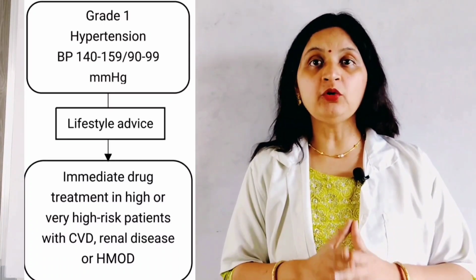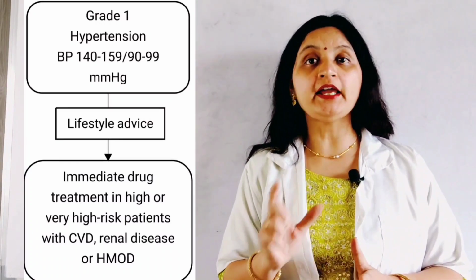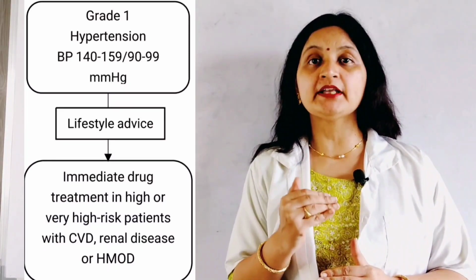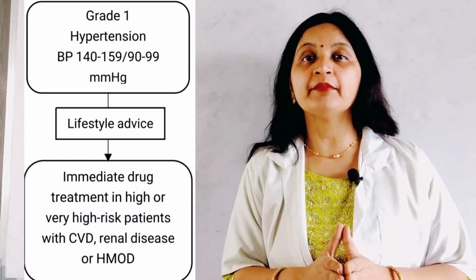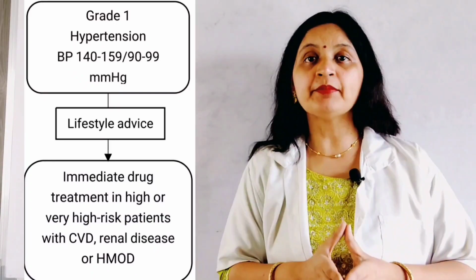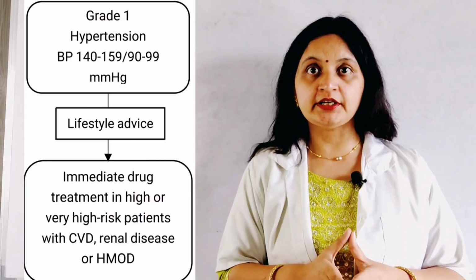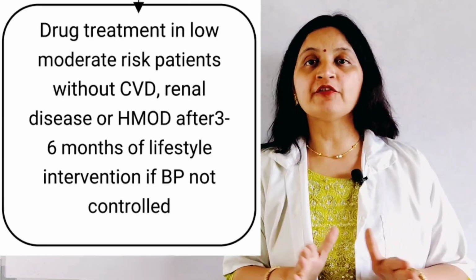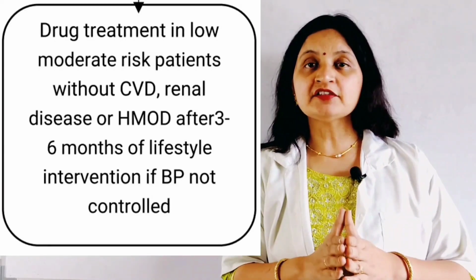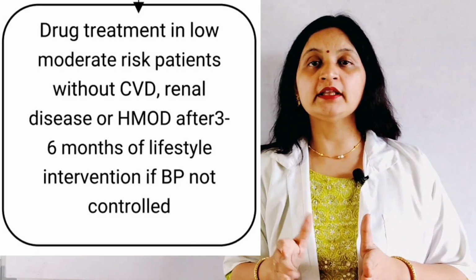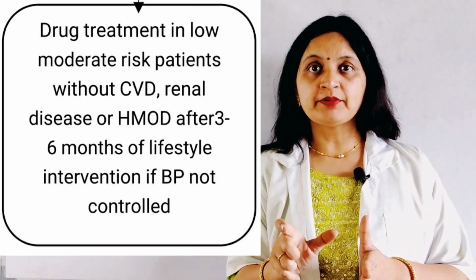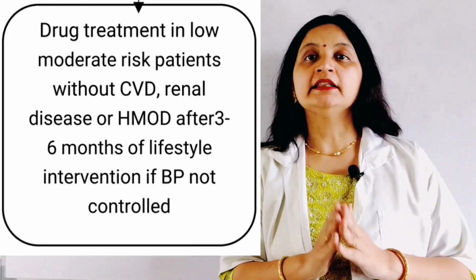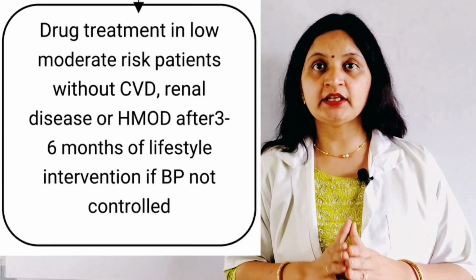When it comes to grade 1, if the individual is high risk, there is presence of cardiovascular risk factors, kidney disease, or hypertension-mediated end organ damage, then immediate antihypertensive drug treatment should be initiated. But if the individual is low risk, there is absence of risk factors, then lifestyle modification along with regular monitoring of blood pressure, and if the blood pressure fails to return to normal within 3 months, then antihypertensive drug treatment should be initiated.